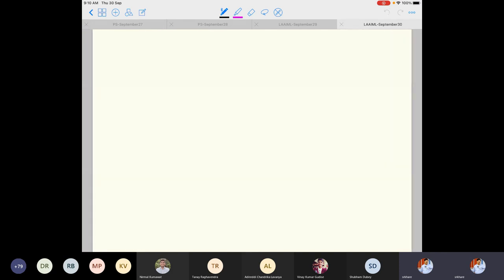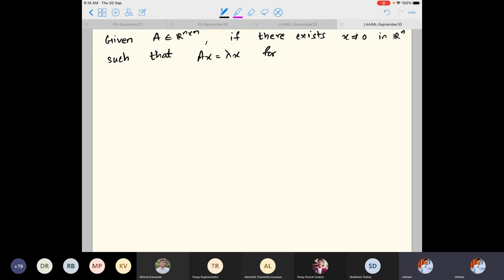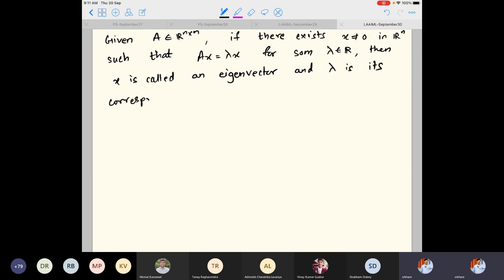So more formally, how do we define this? Given A in R n by n, if there exists lambda in R or C, we will come to that, and a vector x not equal to 0 in Rn such that Ax is equal to lambda x for some lambda, then x is called an eigenvector and lambda is its corresponding eigenvalue. Okay.